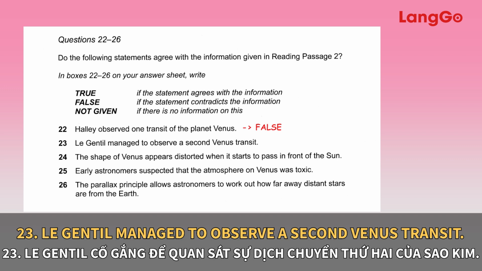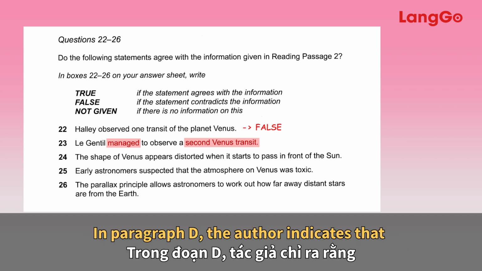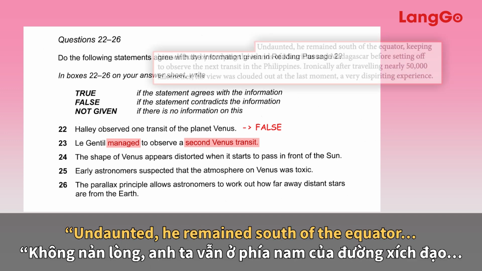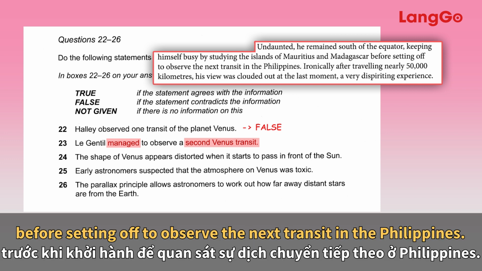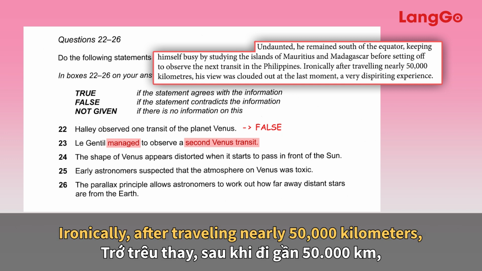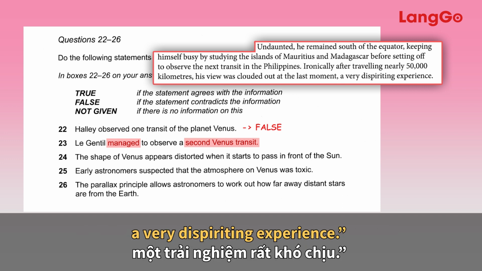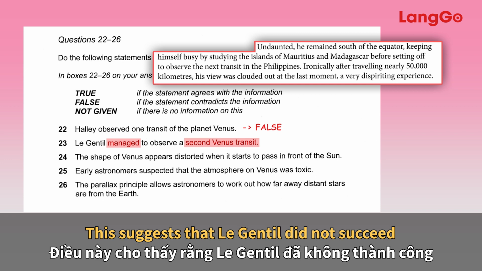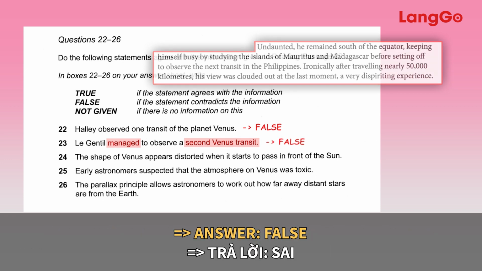Number 23. Le Gentil managed to observe a second Venus transit. Our keywords here are managed and second Venus transit. In paragraph D, the author indicated that, undaunted, he remained south of the equator, before setting off to observe the next transit in the Philippines. Ironically, after travelling nearly 50,000 kilometres, his view was clouded out at the last moment, a very dispiriting experience. This suggests that Le Gentil did not succeed in observing a second Venus transit in the Philippines. Our answer would be false.